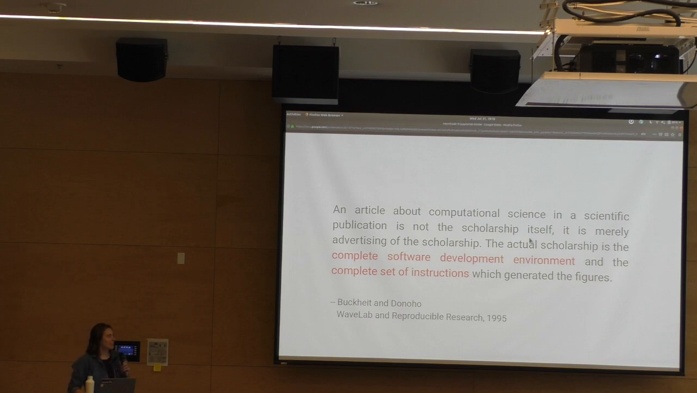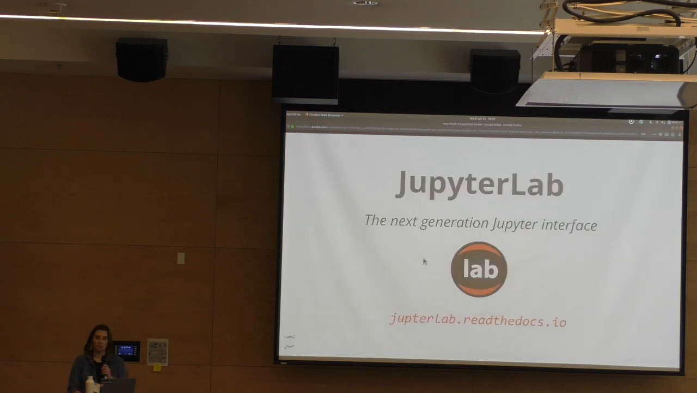So let's go back and think. Maybe it's something we're missing from this idea of the actual article, right? So we need the complete set of instructions. I feel pretty good about that. I feel like having the code and the figures and the text, I've got the instructions. But we don't have the complete software development environment. And I think there's two different ways to think about this. And I think one way to think about it leads really nicely into JupyterLab.